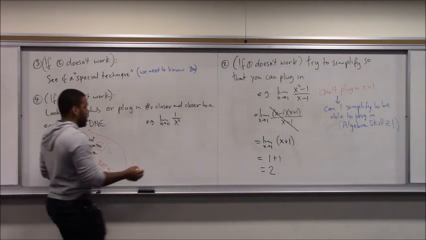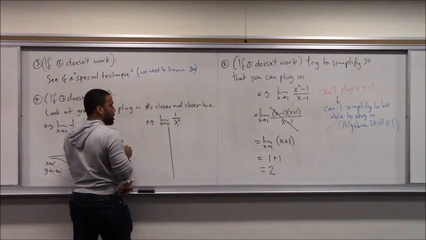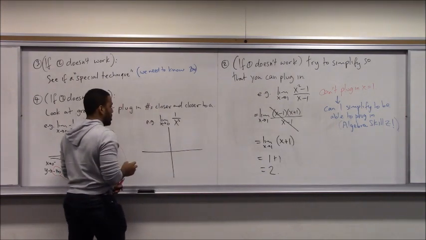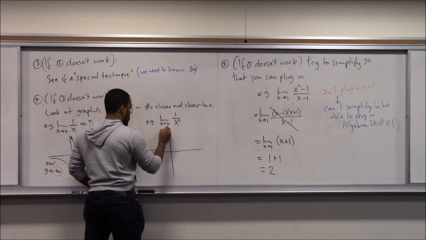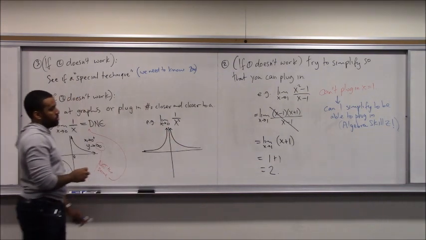Now if you look at this example, just because you can't simplify or plug in or anything like that doesn't mean it does not exist. It could just mean it's also infinite or behaves in a strange way. So the graph of this, 1 over x squared, you should know it looks like that.